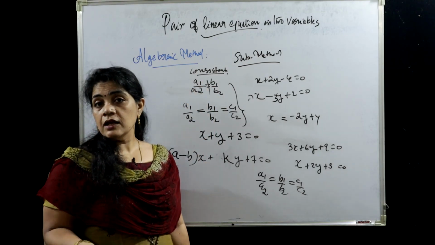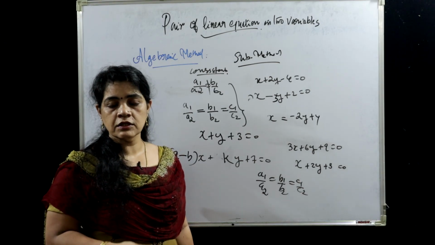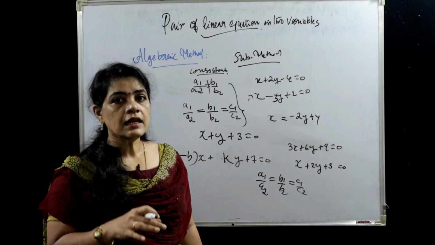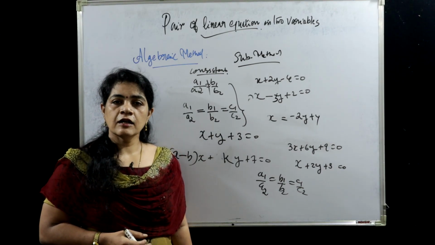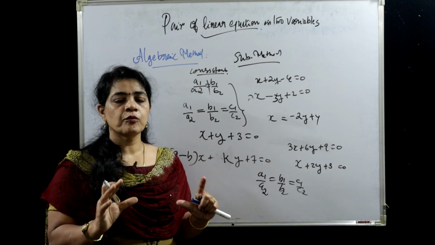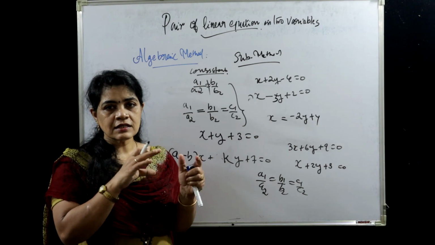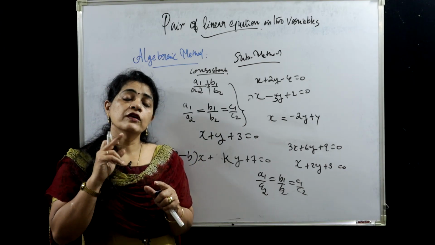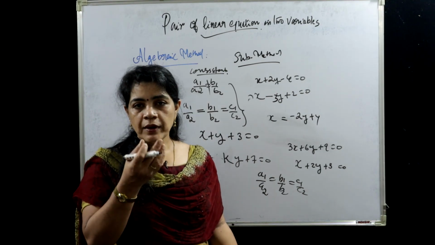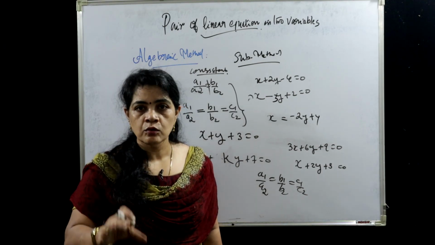And what is the remaining one? That is a1 by a2 equal to b1 by b2 not equal to c1 by c2. In that case, that pair is said to be an inconsistent pair. That means after comparing, if you have that relation, you can say that this type of pair of linear equations is inconsistent. So consistent and inconsistent is clear, children. And we have one more case, that is a dependent solution. A pair is said to be dependent only when it has infinitely many solutions.